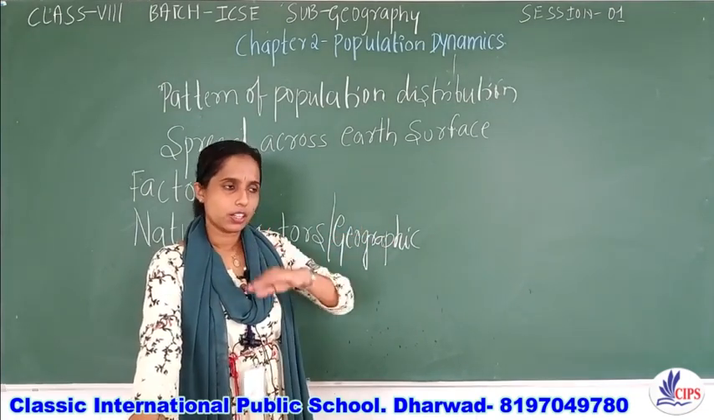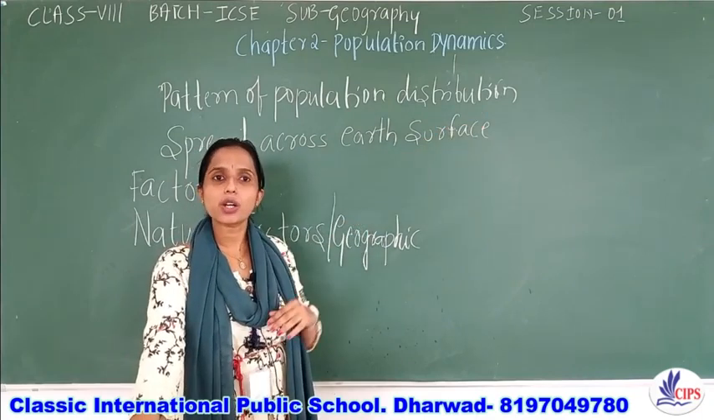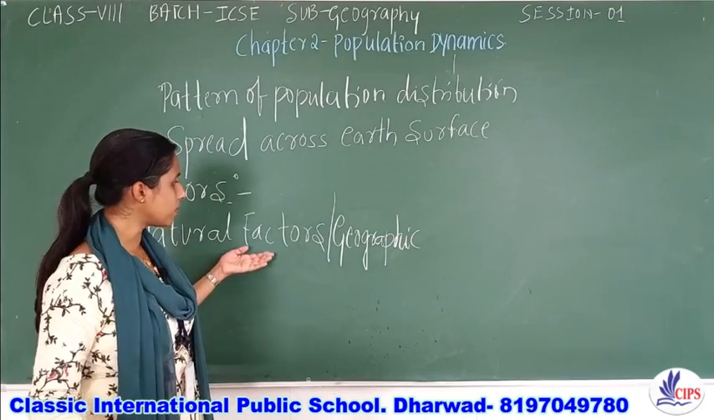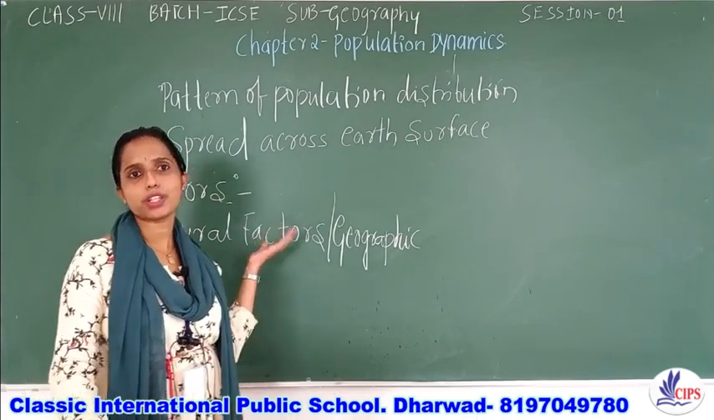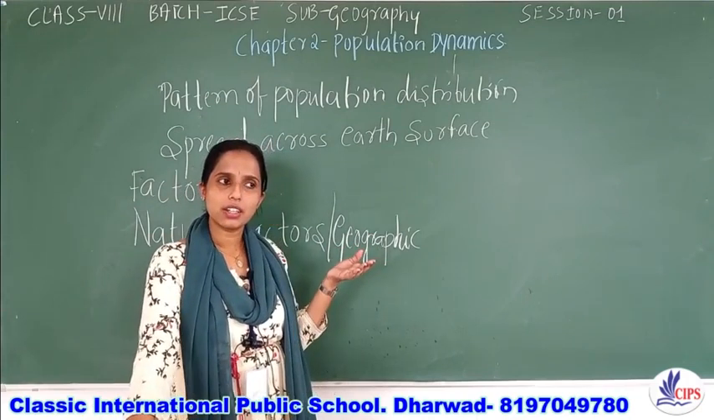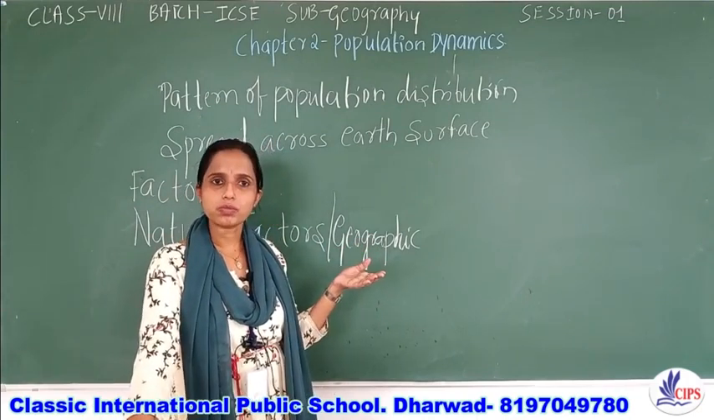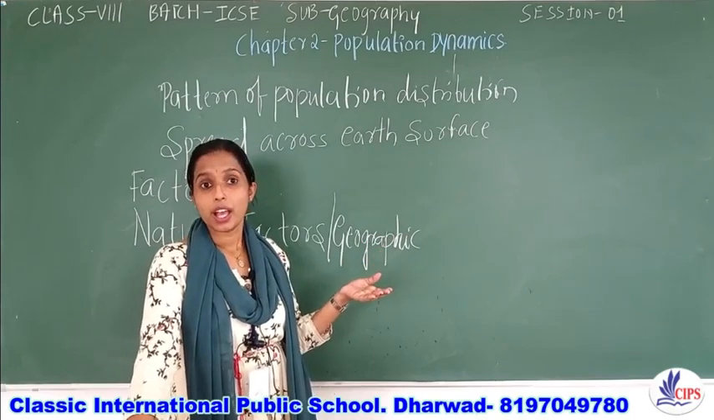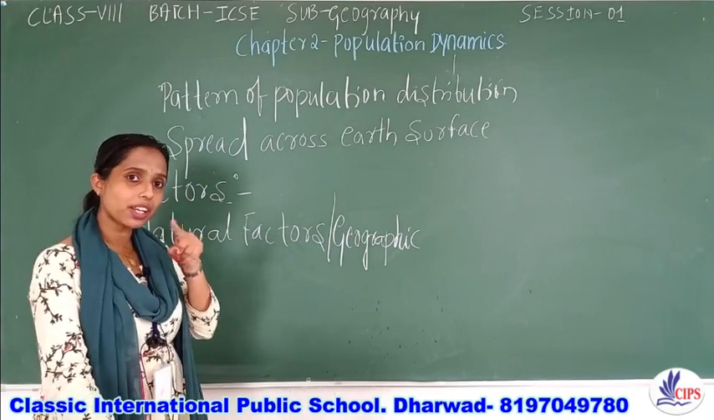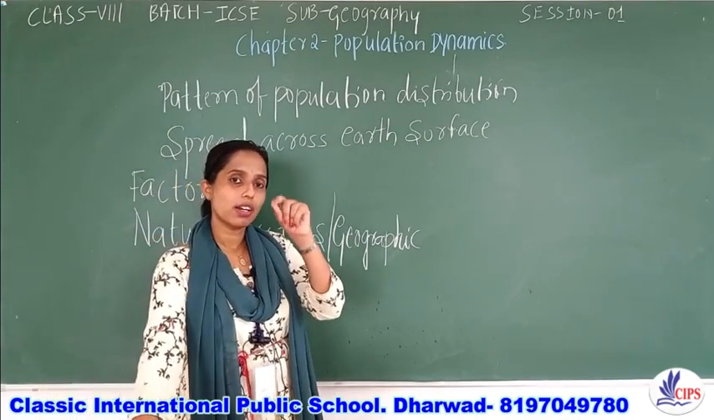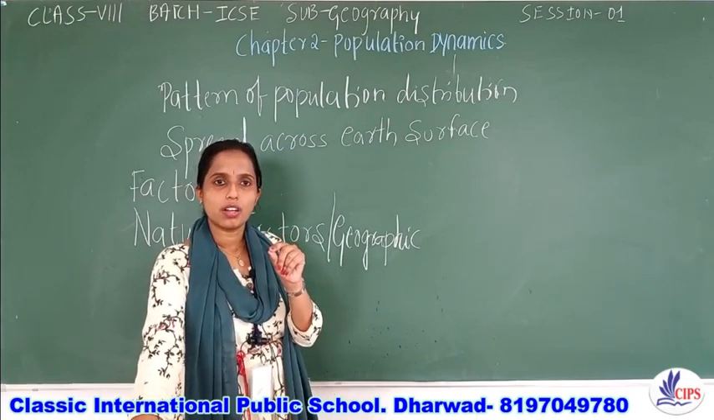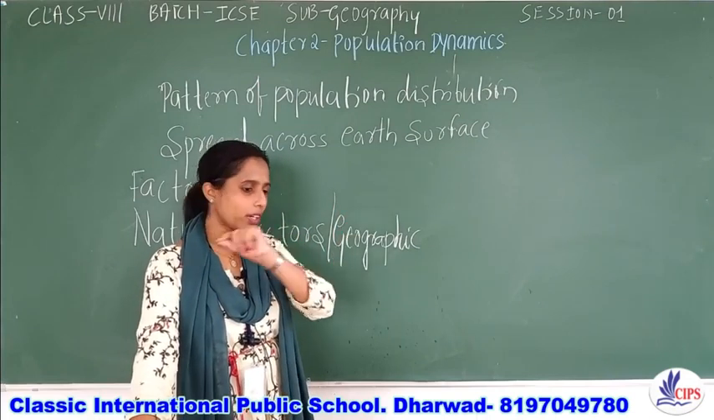The settlements will be very far off, isn't it? So these are the conditions which decide the pattern of population distribution. For the best example, take the example of the Sahara or the Thar Desert in India. It is the geographic or natural factors of that region which are influencing the pattern of population distribution, because in those regions we cannot survive.